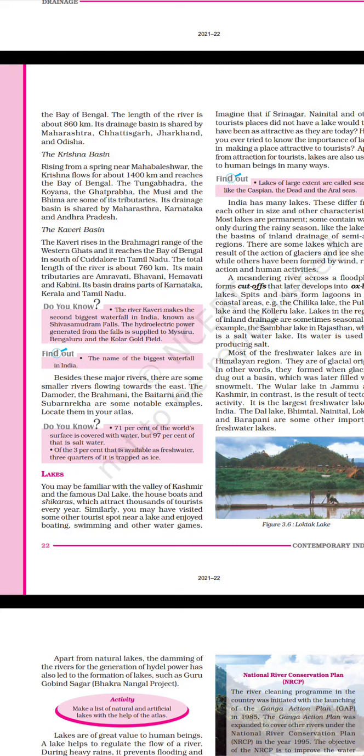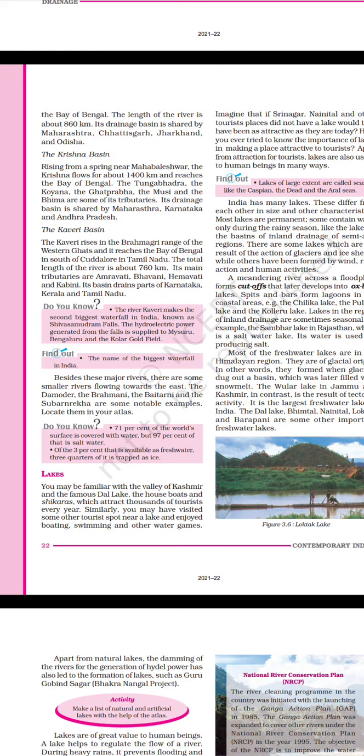Do you know 71% of the world's surface is covered with water, but 97% of that is salt water. Of the 3% that is available as fresh water, 3 quarters of it is trapped as ice. Lakes. You may be familiar with the Valley of Kashmir and the famous Dal Lake, the houseboats and shikaras which attract thousands of tourists every year.